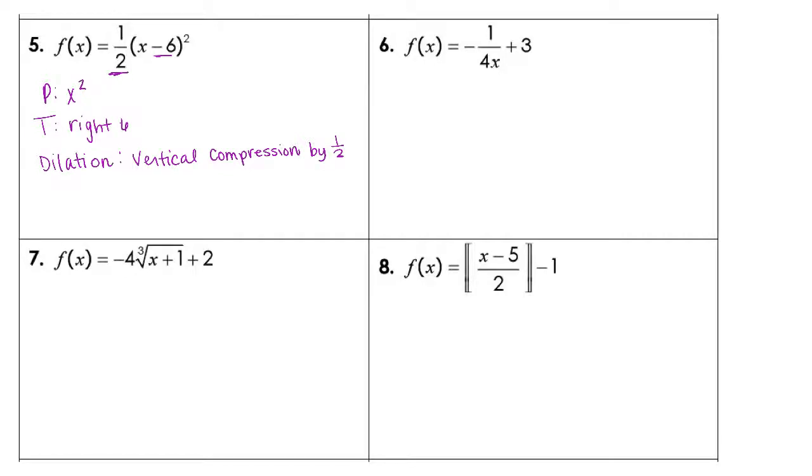Okay, number 6, again, more of the same. So here our parent function this time, though, is going to be that reciprocal function, or 1/x. And for our transformations, let's see, we've got a positive 3 sitting on the outside, so that means we are going to move up 3. I also have a negative sitting out here, and it's on the outside of it. So that looks like we're going to have a reflection. So we are going to reflect across the x-axis.